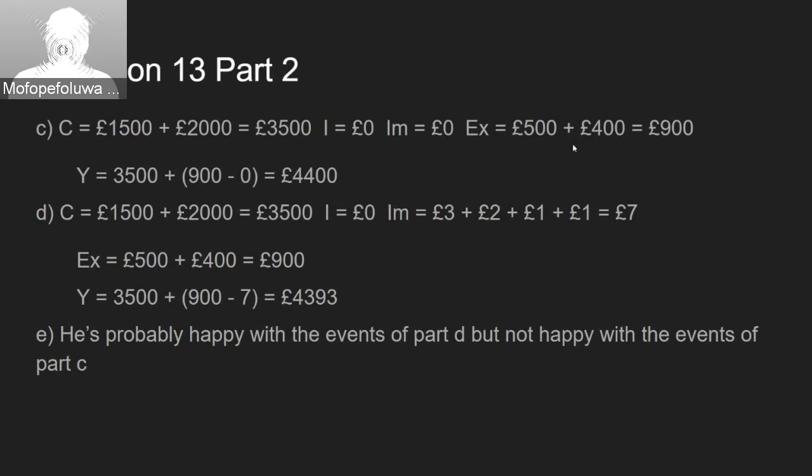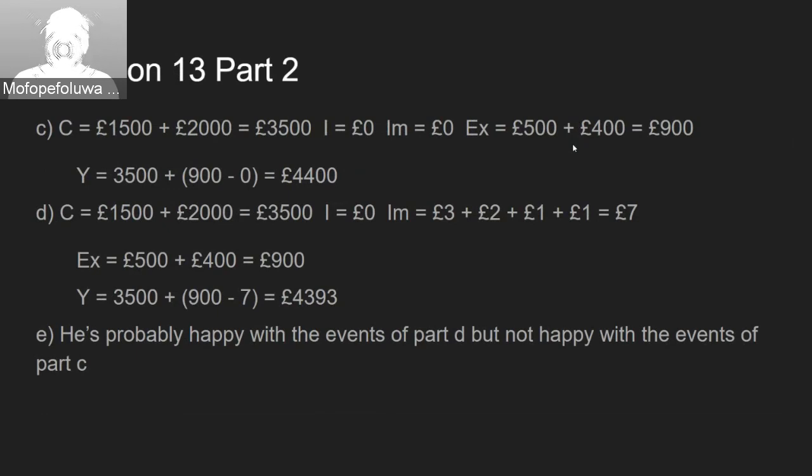Then for part D, assuming that he continues to not import anything from the village, his exports continue to be 900, but then he imports the 7 pounds worth of goods that he found in the shipwreck. This takes down his GDP to 4,393 pounds.